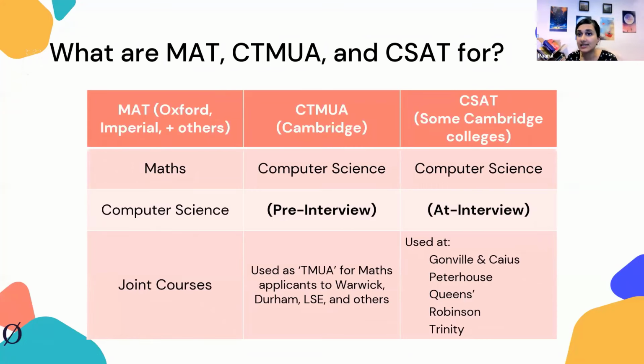So CSAT is still used, but only at a few colleges, which are Gonville and Caius, Peterhouse, Queens', Robinson, and Trinity. Having said that, even if you're not applying to one of those colleges, it's still a really useful test to prepare for, because the kind of questions you could get asked in your computer science interview are actually really similar to the CSAT questions. So it's a really good source of preparation. I highly recommend all computer scientists do those papers.